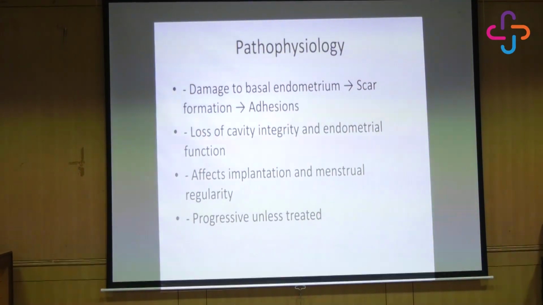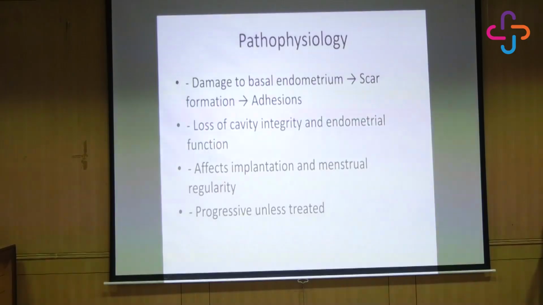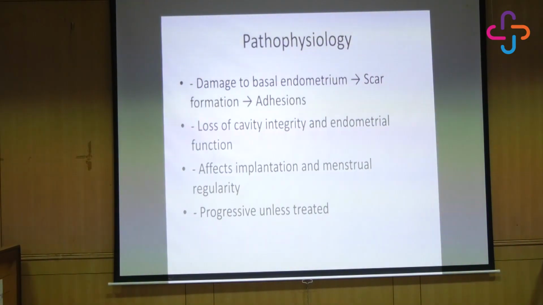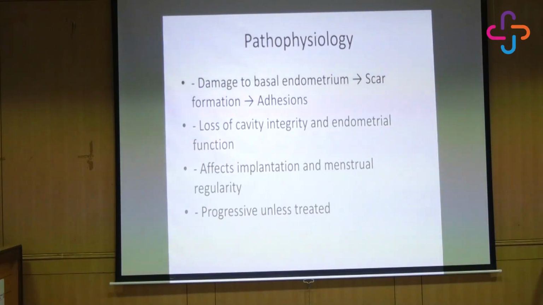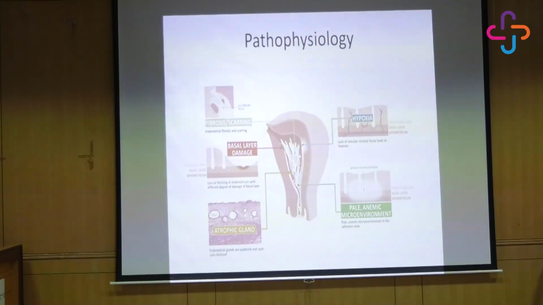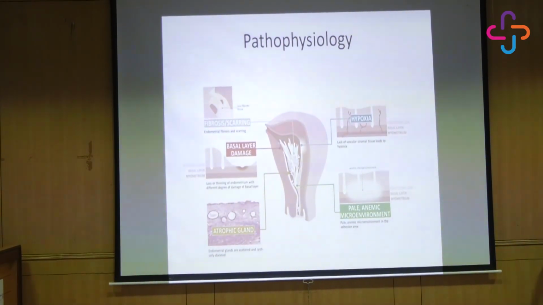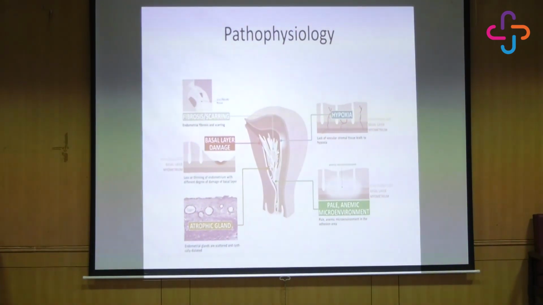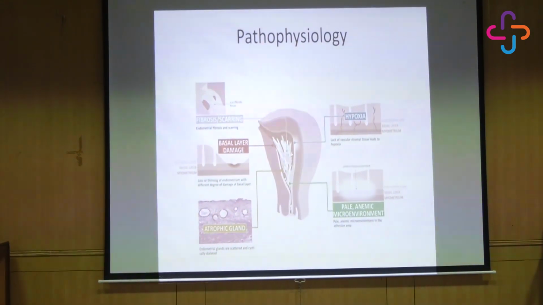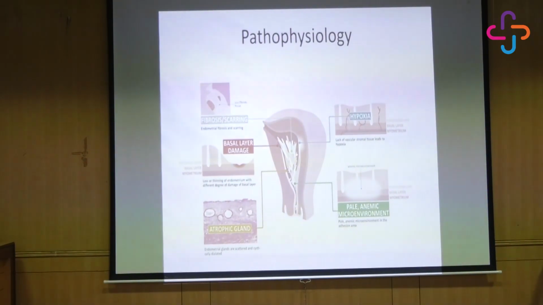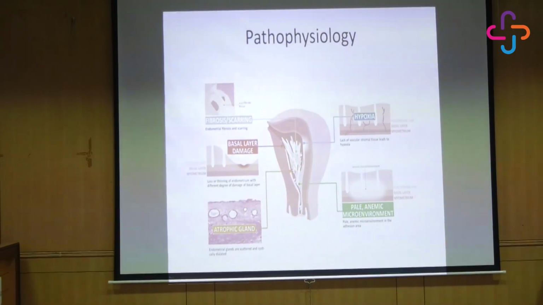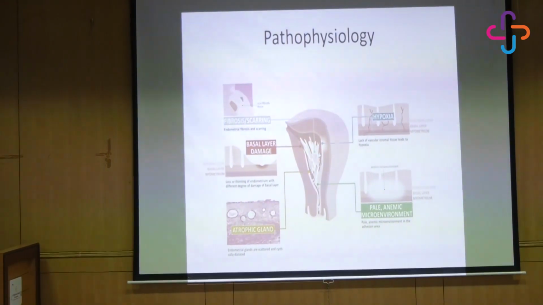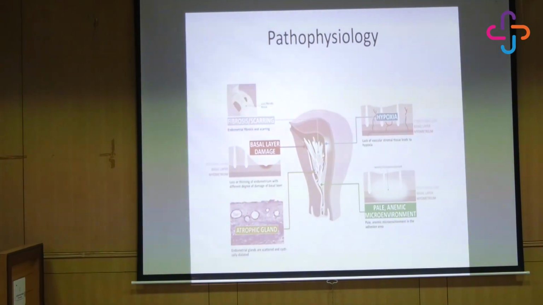And if the patient is unaddressed, this is very progressive, and the patient will end up in infertility. So this is a small picture showing the endometrium with basal layer damage, which leads to atrophic glands, a pale and anemic microenvironment, because there's no growth of new endometrial tissue because of hypoxia, fibrosis and scarring.